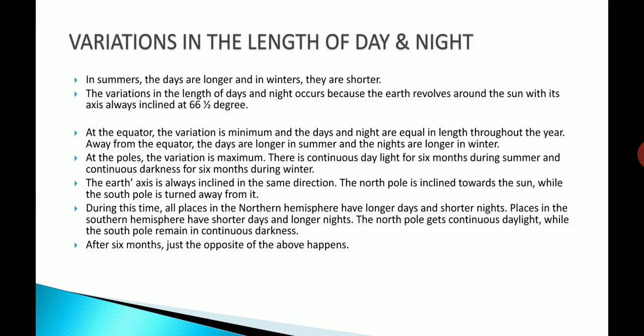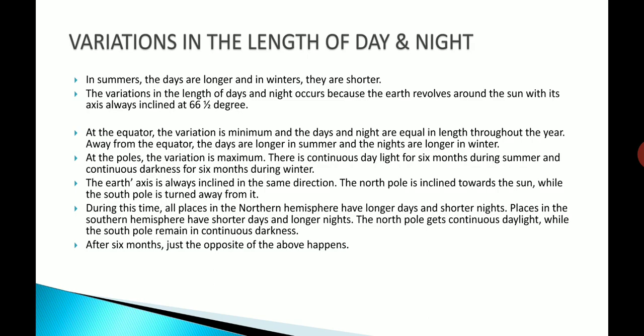Let's move forward. Variation in the length of day and night. In summers the days are longer, and in winters they are shorter. The variation in length of day and night occurs because the earth revolves around the sun with its axis always inclined at 66 1/2 degrees. At the equator the variation is minimum, and the day and night are equal in length throughout the year. So away from the equator, days are longer in summer and the nights are longer in winter. At the poles, variation is maximum. There is continuous daylight for 6 months during summer and continuous darkness for 6 months during winter.